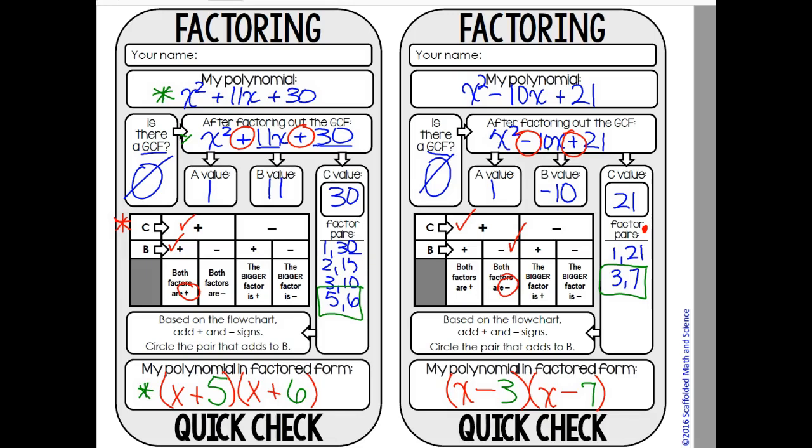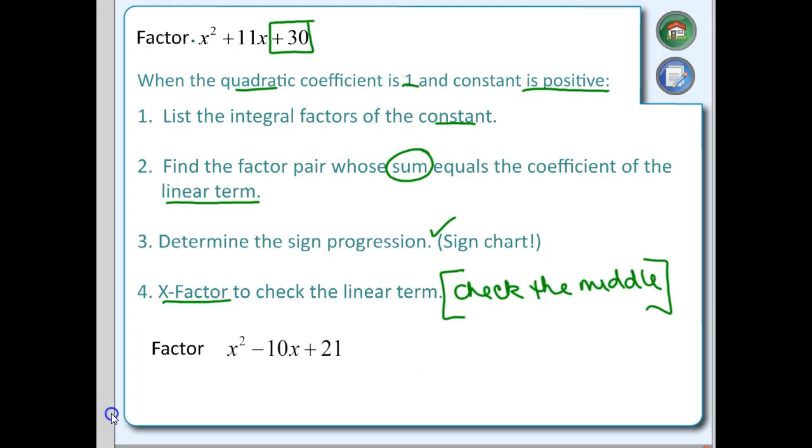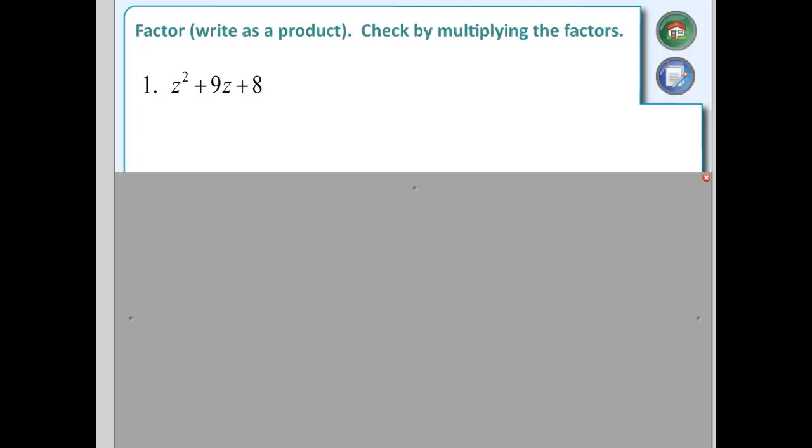Now, let's take this idea and develop it into what Mrs. Burton calls the X factor. All right, so let's go over here. If you look at my directions, it says factor as a product. So we're going to take our trinomial, and when we get done, it should look like two binomials. And we're supposed to check by multiplying the factors. So here's what we're going to do.